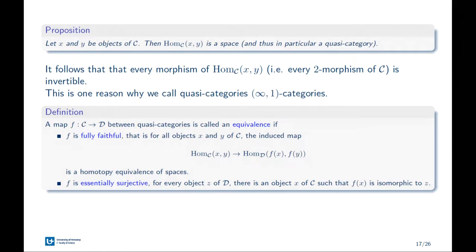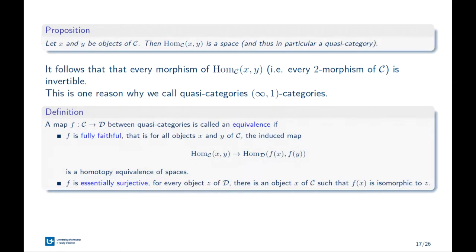And one of the ways of defining it, one of the many equivalent ways of defining it, is by letting it satisfy the same two conditions that you would in an ordinary category, or in your ordinary category theory. Namely, it should be fully faithful and essentially surjective. What do these two things mean in the quasi-categorical context?